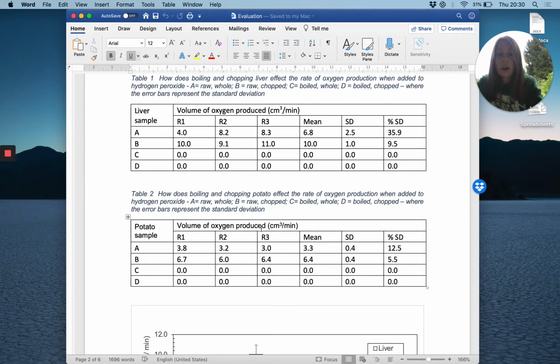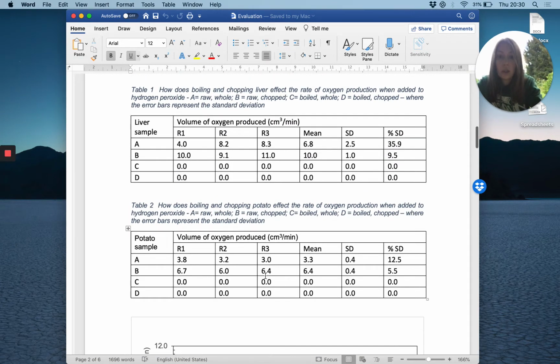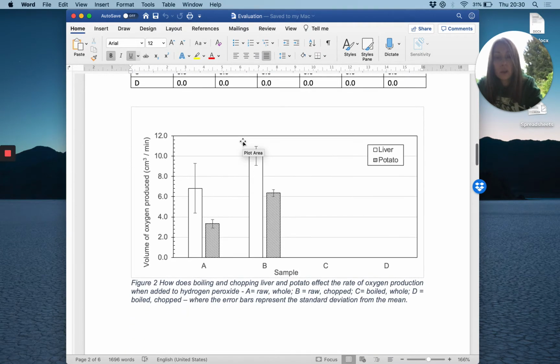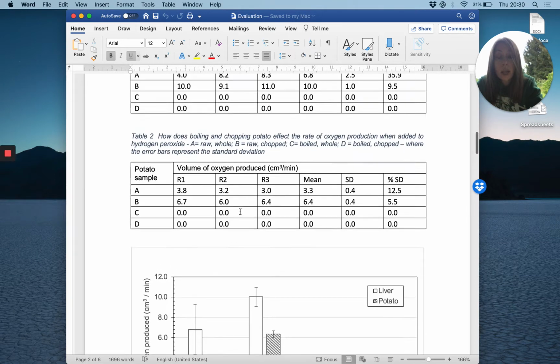So here is our raw data and our processed data in the two tables that we discussed before. The two main things that we should look at are whether the repeats support each other in terms of trends, and how much variation there is. In the previous video on conclusion, we concluded that chopping increased the rate of activity, that liver was higher than potato, and that boiling was lower than not boiling. Now, how well is that supported?